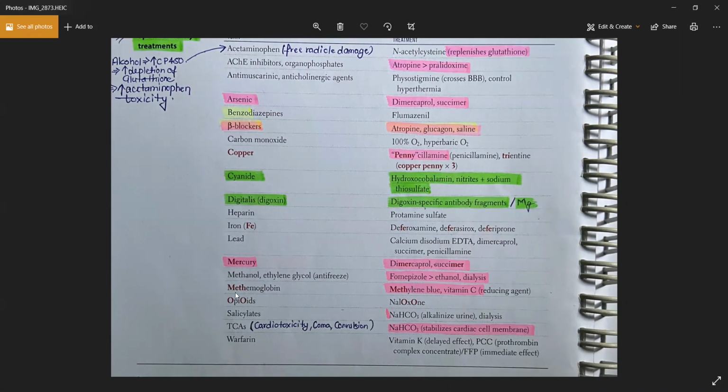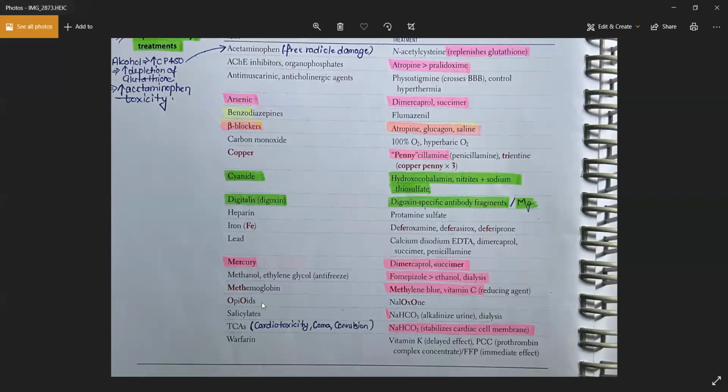For methemoglobin, you use methylene blue and vitamin C. Because vitamin C is a reducing agent, like I already discussed. It will convert Fe3+ into the Fe2+ form, if you remember, so that Fe2+ can be absorbed from the GIT, right? So it is a reducing agent. You use this for the treatment of methemoglobin.